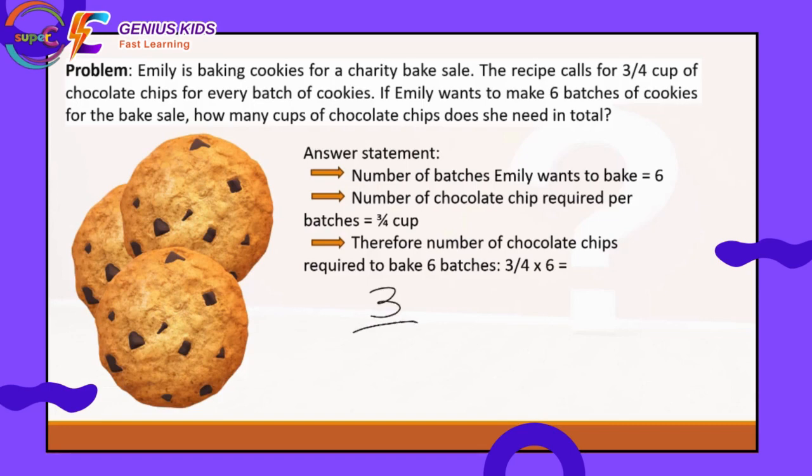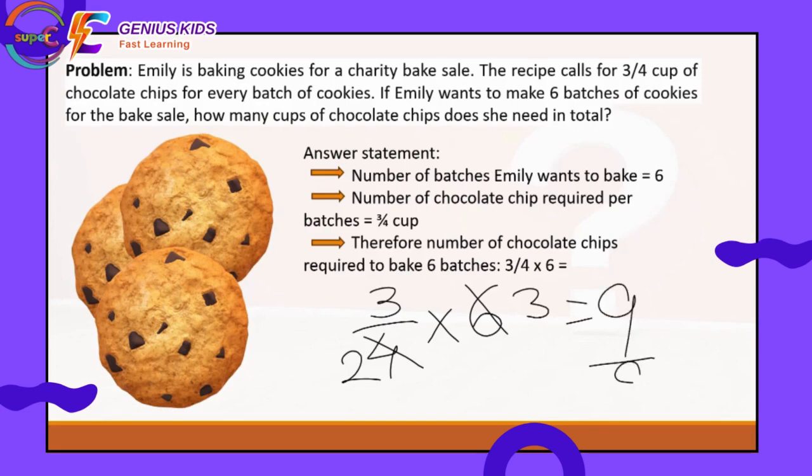Over here, I have 3/4 times 6. I can easy peasy find it by simplifying it. Over here, it is 2 and 3. I got 9 and 2. Now to further simplify, half of 9 will be 4.5. Therefore, 4.5 cups of chocolate chips are required to bake 6 batches of cookies.